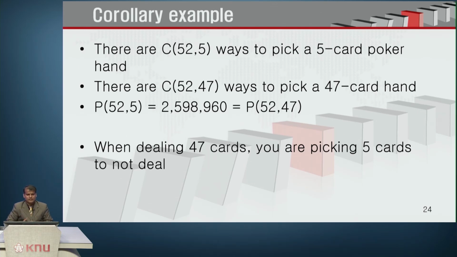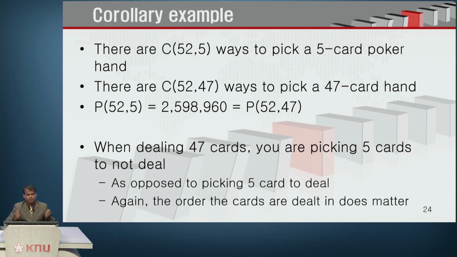Again, as we can see here, to pick up 47 cards, we have different combinations you can come up with. So they are equal: C(52, 5) equals C(52, 47). When dealing with 47 cards, you pick up 5 cards to not deal. As we talk about poker hands, we use the term deal, as opposed to picking 5 cards to deal.